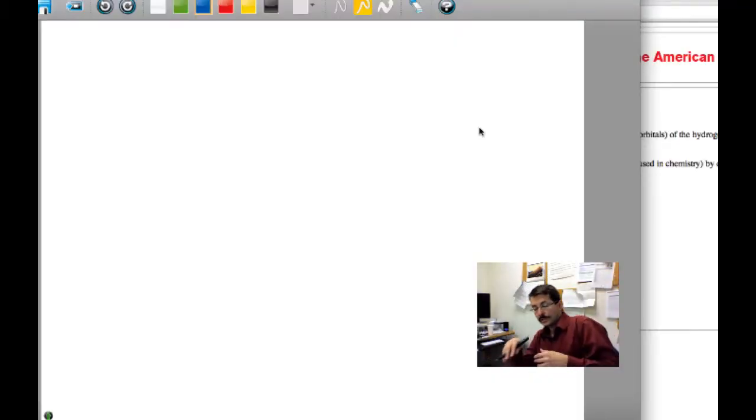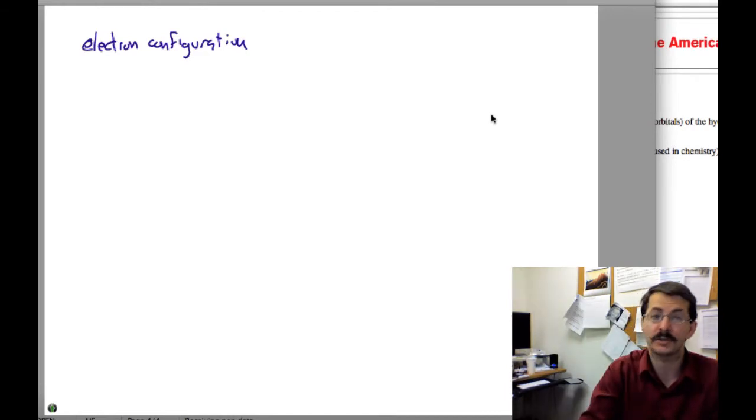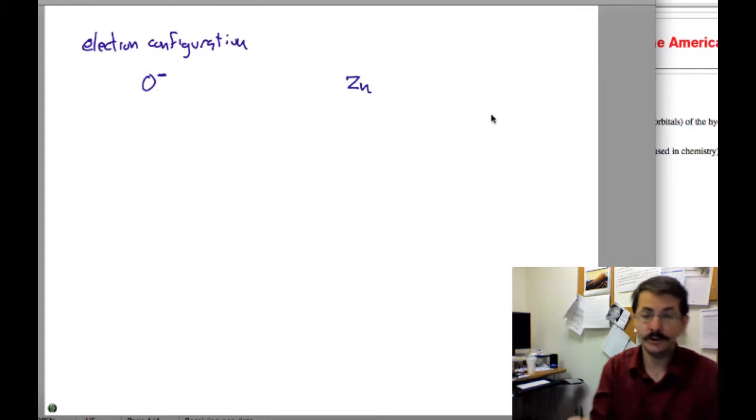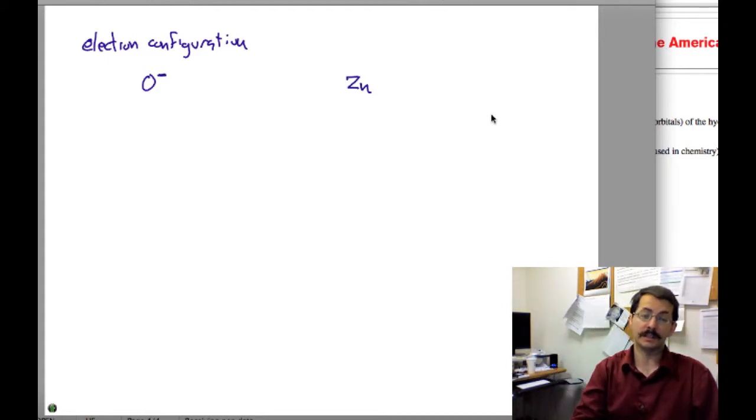So in the last two lectures we talked about electron configuration and how the periodic table tells us the electron configuration. And we can look at the electron configuration of an ion or an element and use this Aufbau principle to build up an electron configuration.